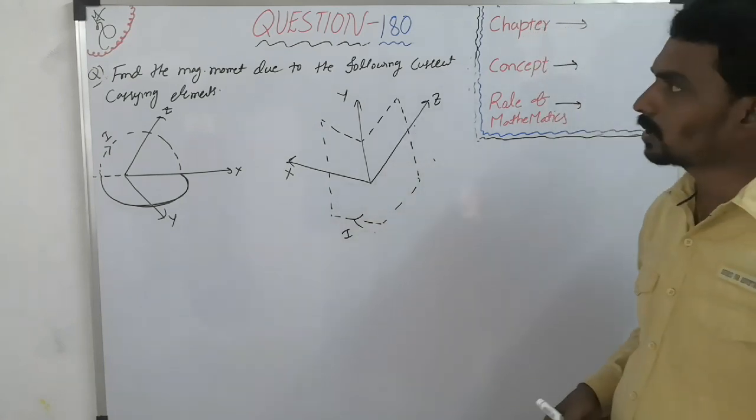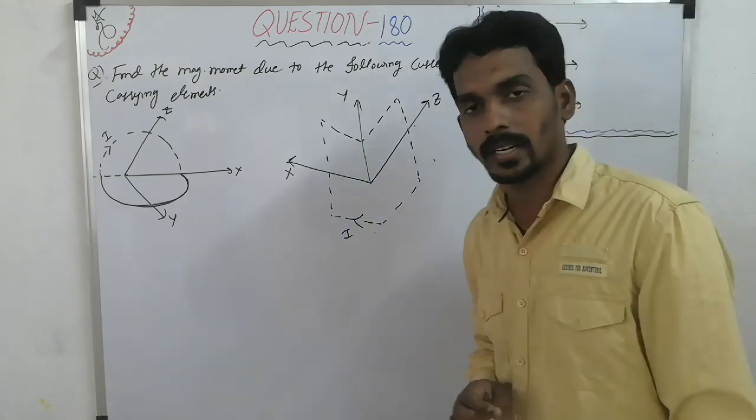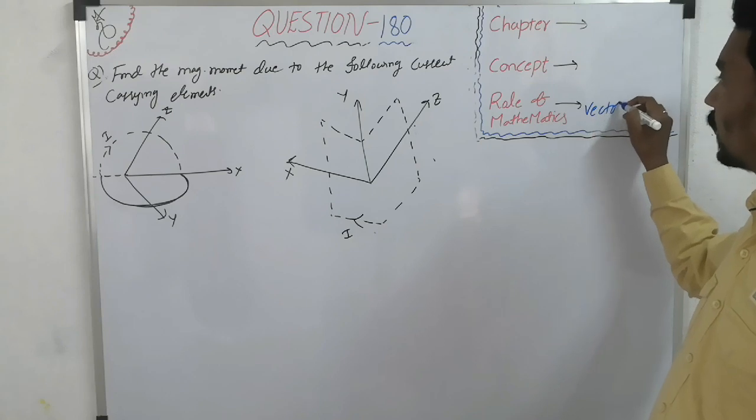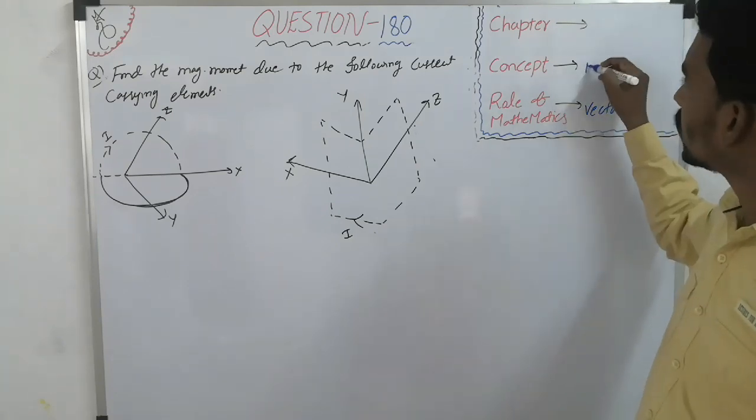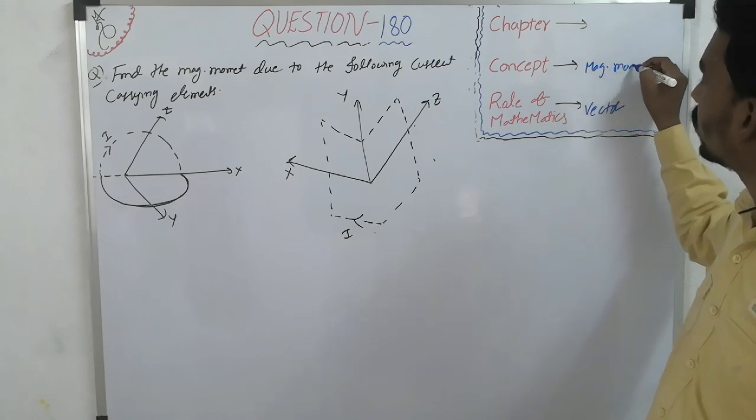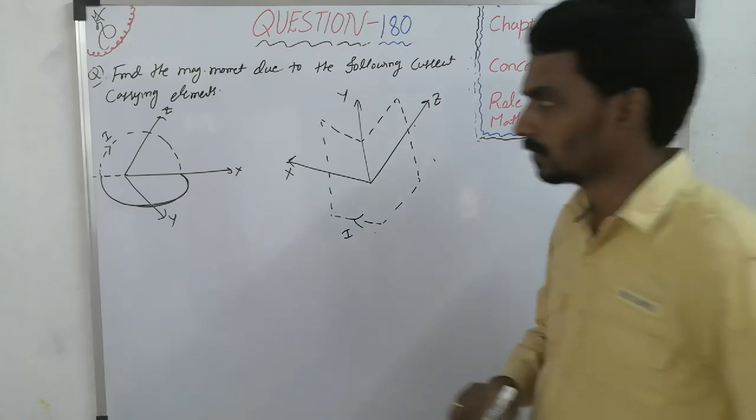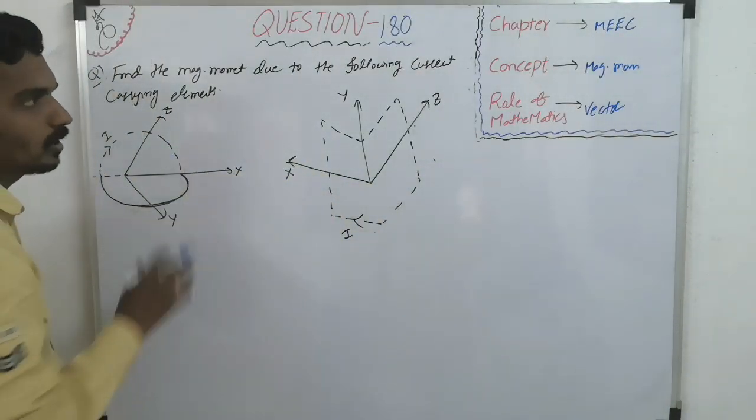Let us discuss one question related to magnetic moment. Typical questions related to magnetic moment can be solved using the vector representation only, without any confusion. The concept is magnetic moment, where magnetic effects of electric current. Understand the question and imagine the diagram properly, then only you will get it.